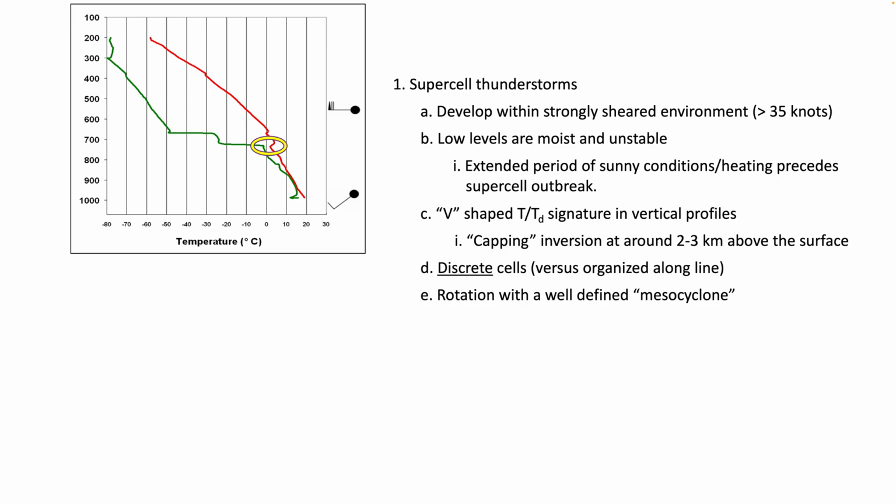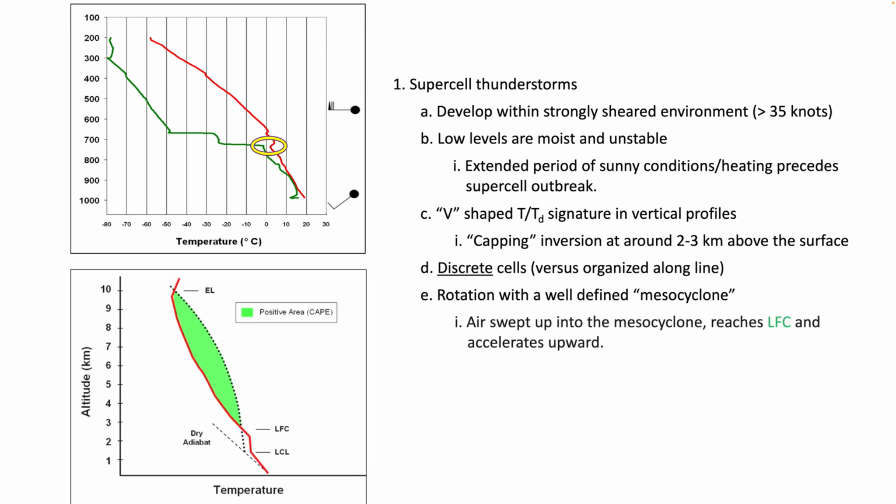So we'll get a mesocyclone that is associated with our supercell thunderstorm, and the mesocyclone is where we look for tornadic development. What happens is air is swept up within the mesocyclone, it very quickly rises, reaches the level of free convection, and it accelerates upward. We typically get not just very strong upward motion, but this updraft is typically rotating along with our mesocyclone. So this is kind of the vertical extent of our mesocyclone.